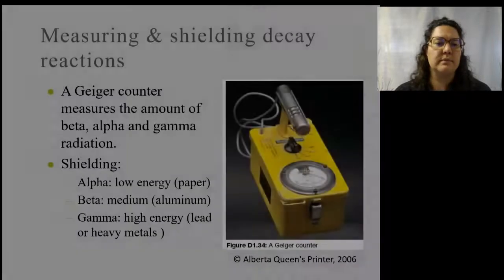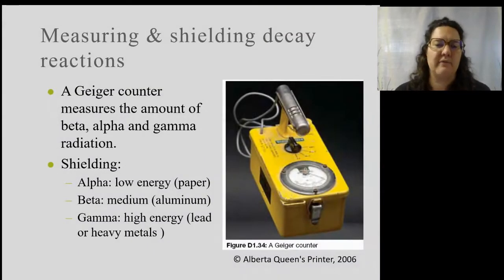Now, to protect ourselves against the decay from nuclear reactions, the different types of decay need different types of shielding. For alpha decay, we can protect ourselves with a sheet of paper because it's very low energy. For beta decay, which has a medium level of energy, we need things like thin sheets of metal or thick sheets of wood.